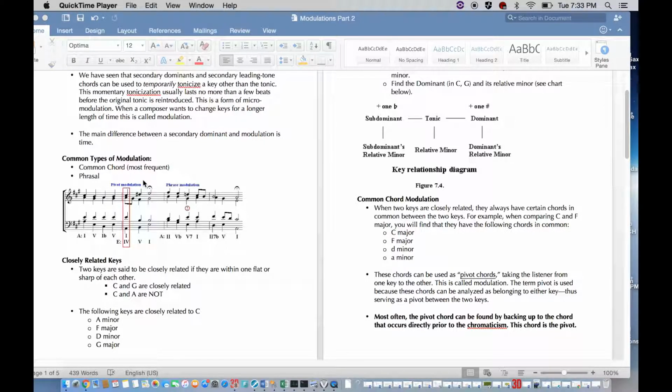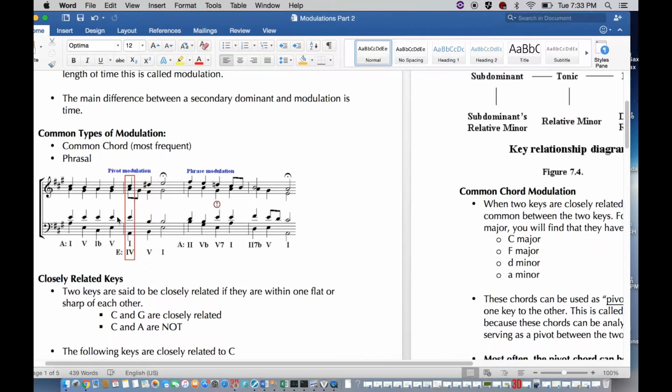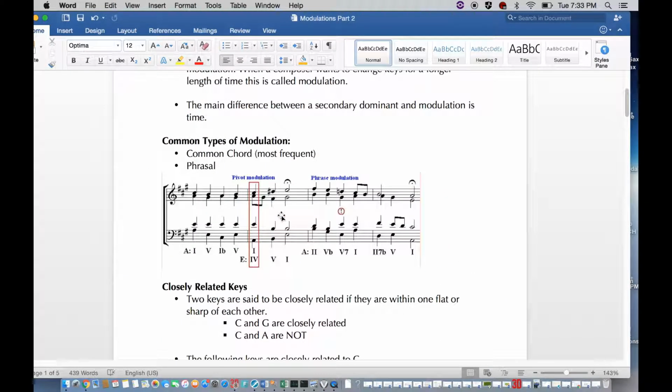I don't know if I can make this any bigger or not. Okay, there we go. Here, we have two different types of modulations. The first is the common chord, and as I say, it is the most frequently encountered. The second is the phrasal modulation. In this first example, these two bars, we have a common chord modulation. Here you can see where the pivot chord would be. We'll talk about pivot chords in just a moment, but at least you can see where that happens.